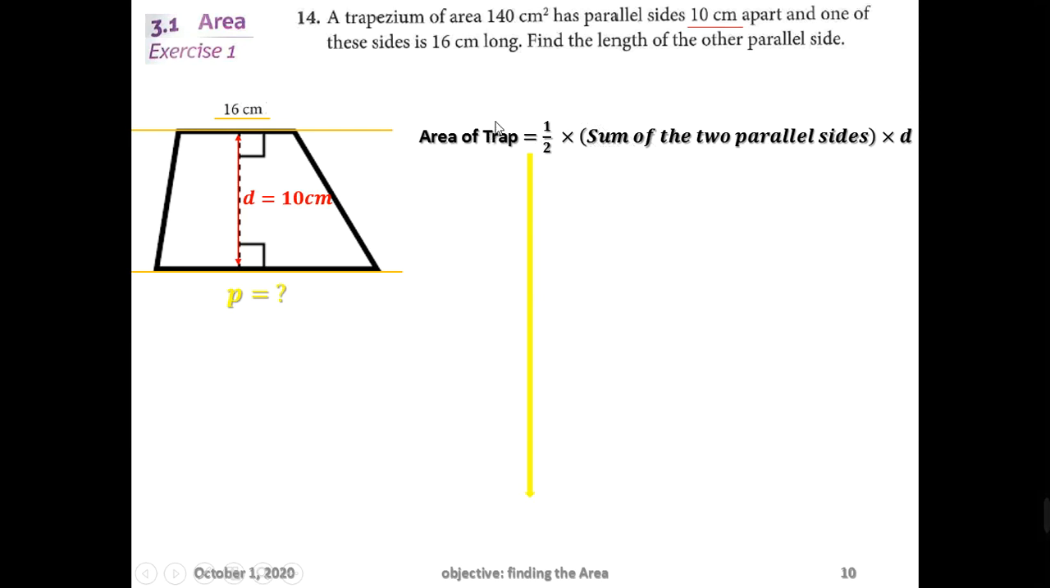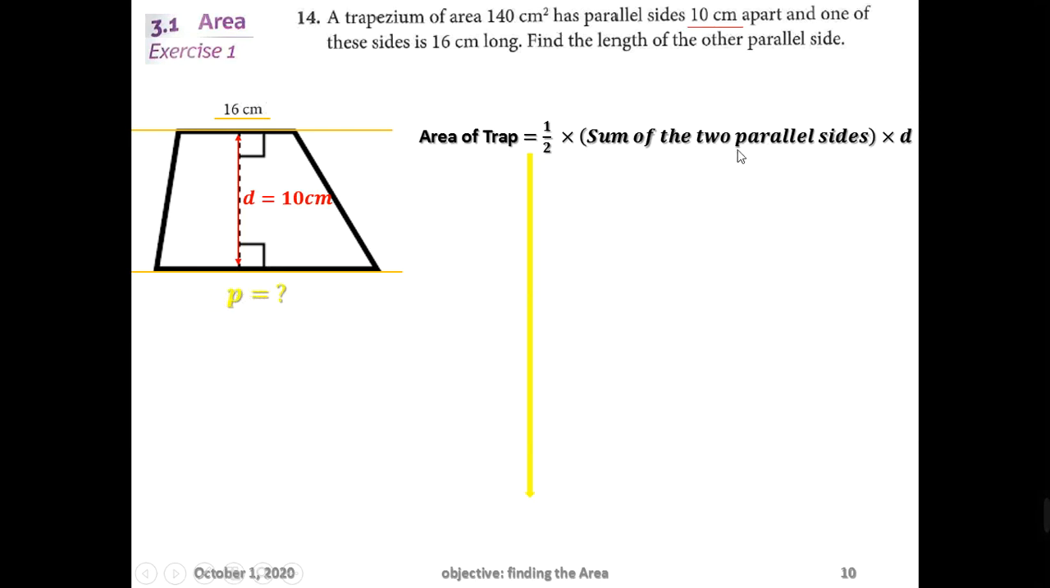So now we can replace the area of the trapezium with the number 140, and half is going to come down as is because it's part of the rule. Sum of the two parallel sides: as you can see here, the first one is known as 16, the other one is unknown, and we named it P. You can name it X, N, whatever you want. I named it here as P.